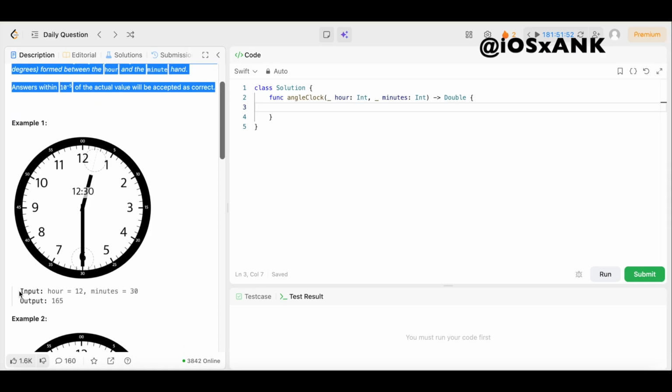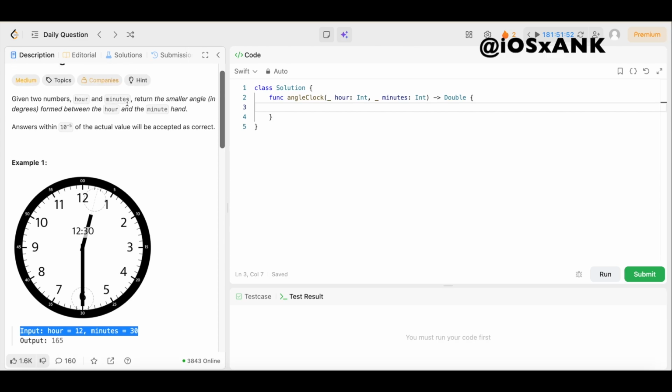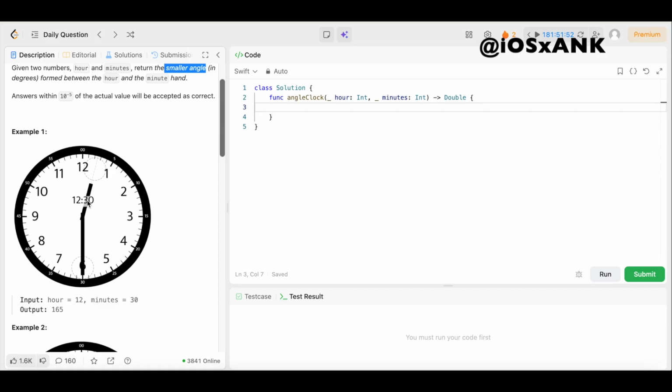In example 1, we have our input hour equals 12, minutes equals 30. That means on this clock it is 12:30. And remember, we want the smaller angle. We want this acute angle, not this side of the angle, not the obtuse angle. We want this angle right here, the smaller one. In this case, the angle is 165.